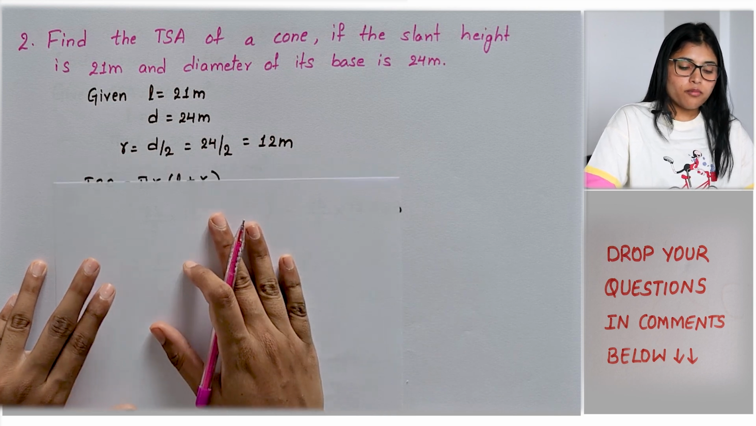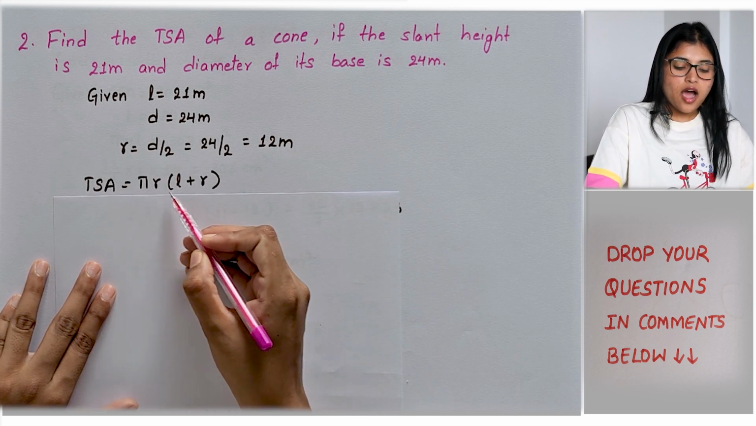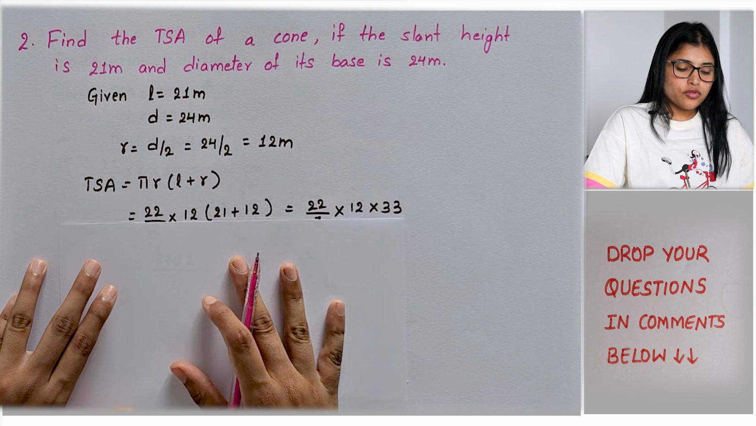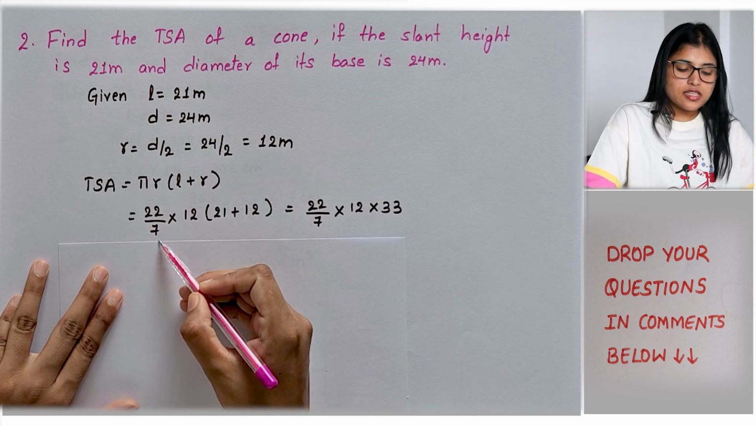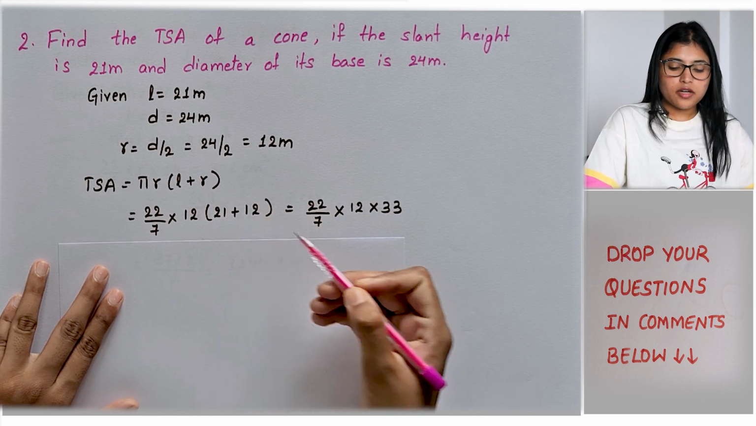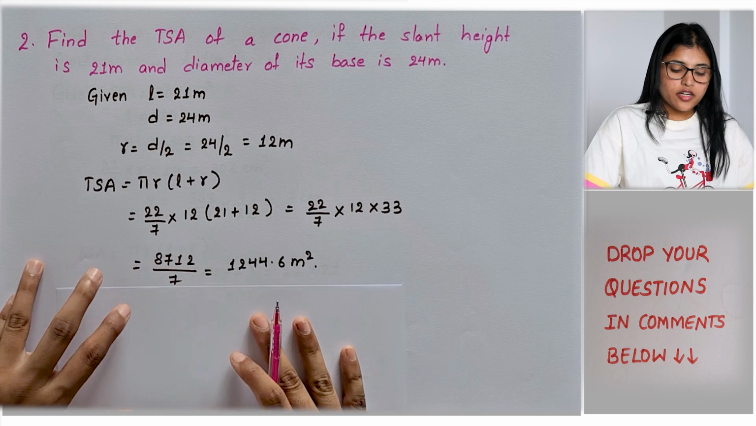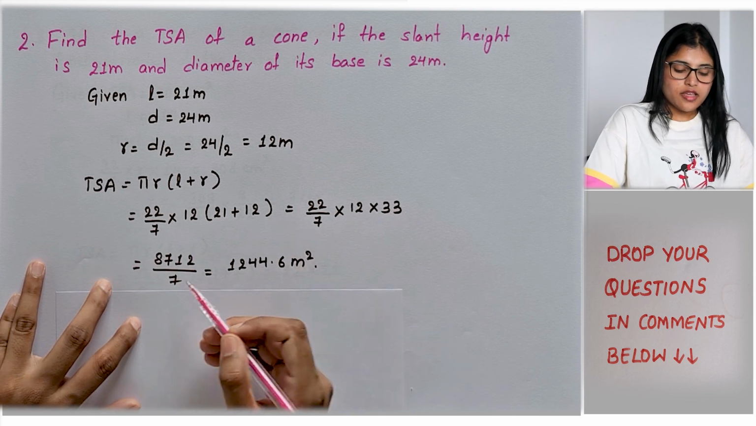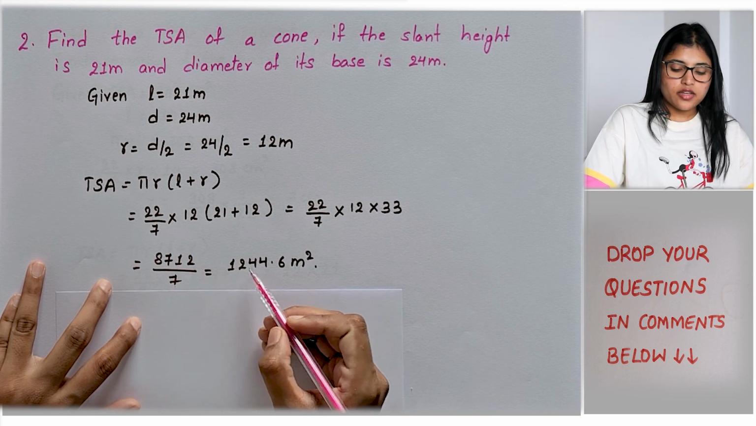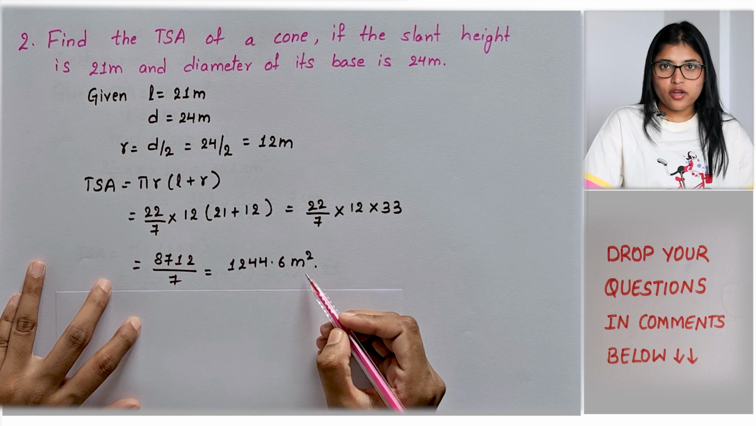Now I know that the formula for total surface area is pi r into (L plus r). Substituting these values gives me 22 by 7 into 12 into (21 plus 12). That is 22 into 12 into 33 by 7, which is 8712 by 7, which is 1244.6 meters square.